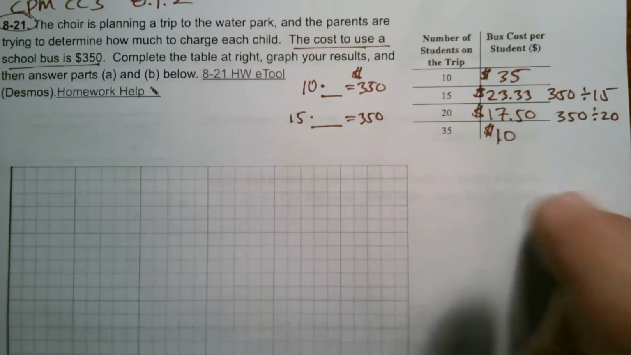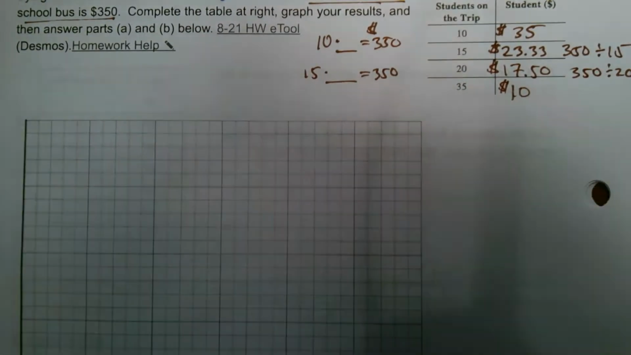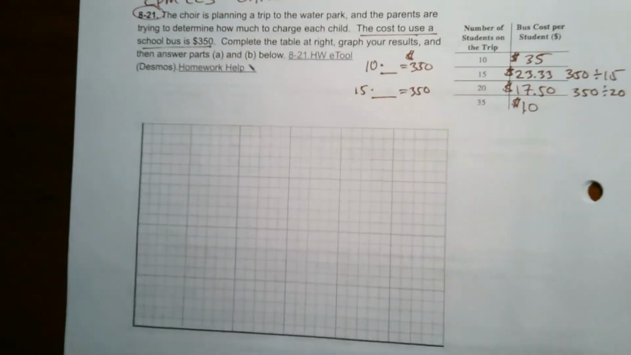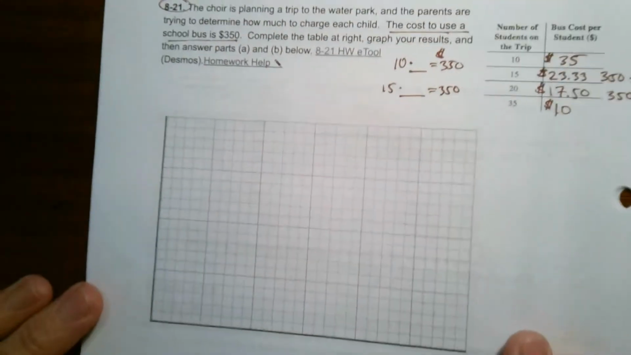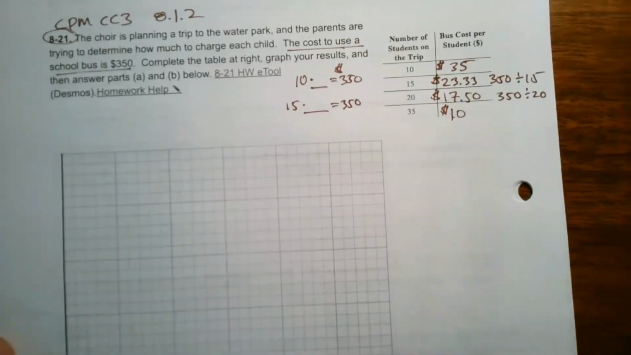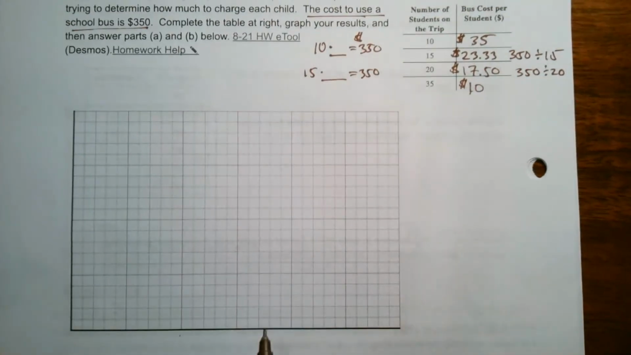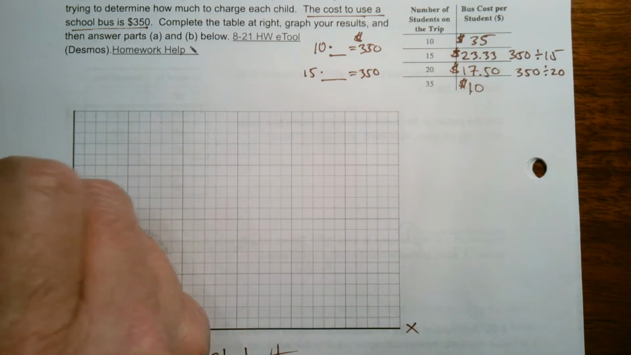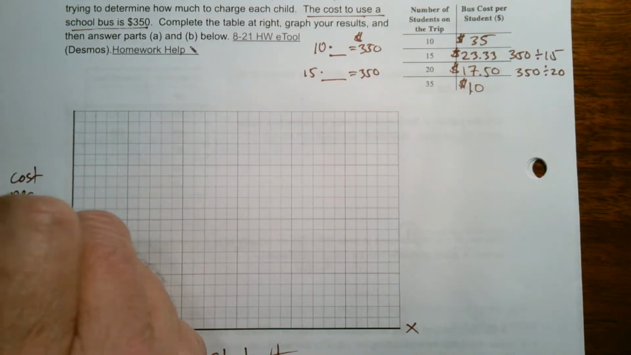Now they want us to take this information and graph it. If I'm going to graph this, I might have to get my camera a little higher so I can see my whole situation. There we go. I want to label my graph accordingly. The number of students is going to be my x-axis, and the cost per student is going to be my y-axis.